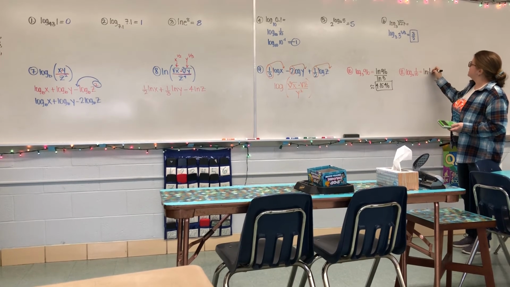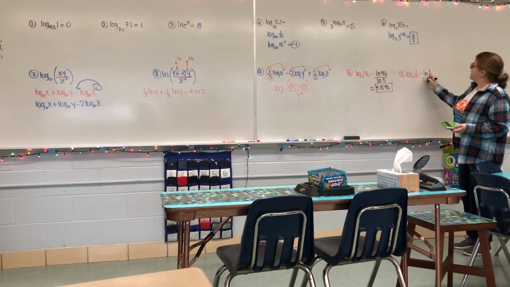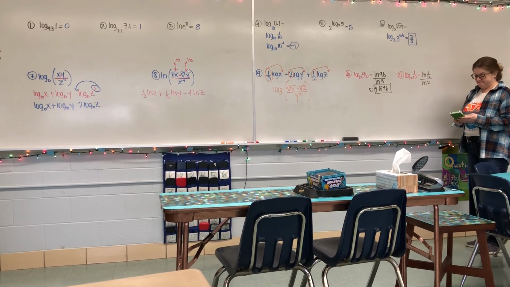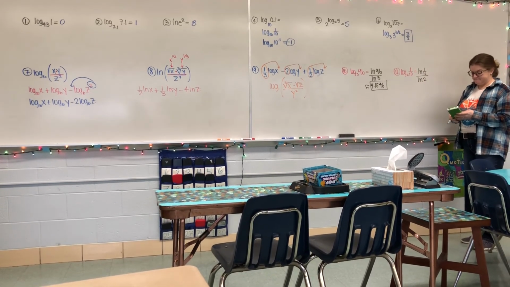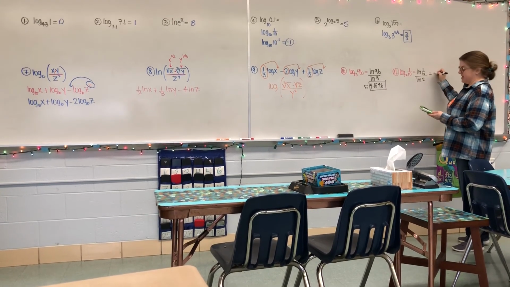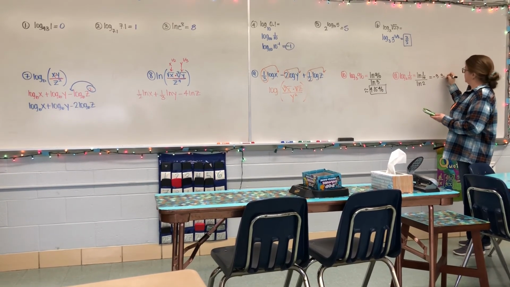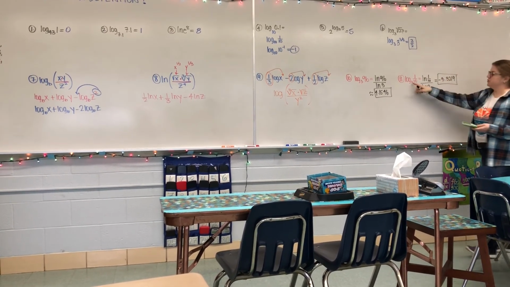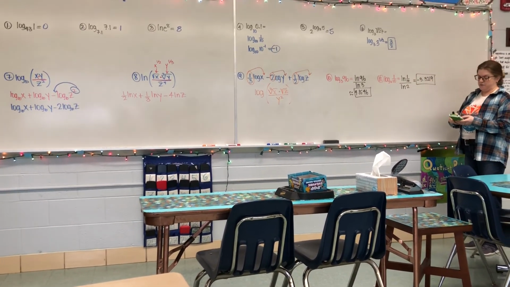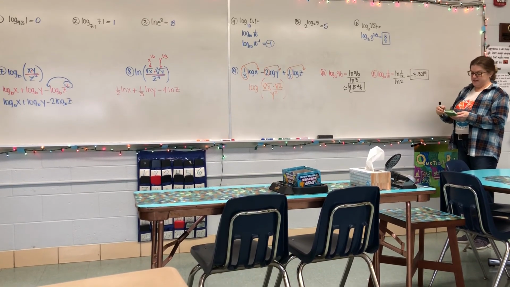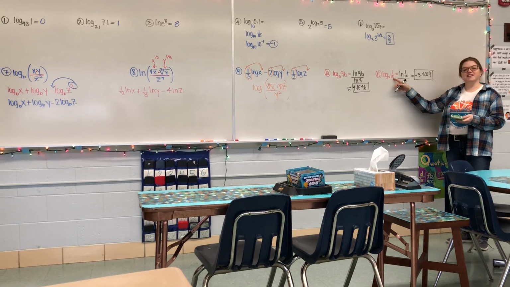Natural log of 1/10 divided by the natural log of 2. Plug it in. And we get negative 3.3219, which we can check by doing 2 raised to that power. And it does give us the 1/10.